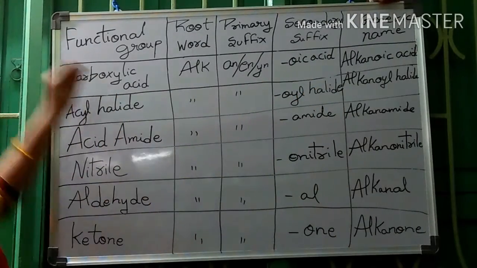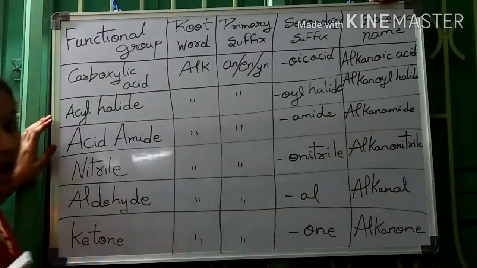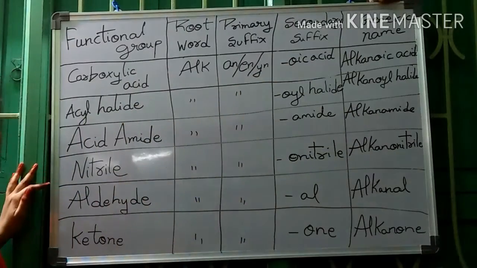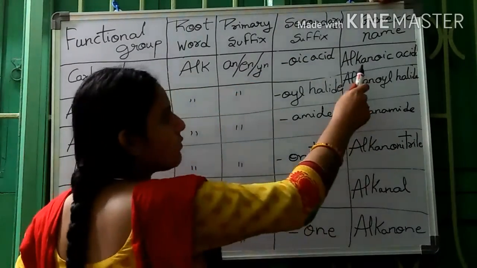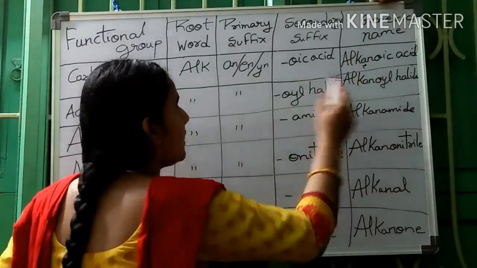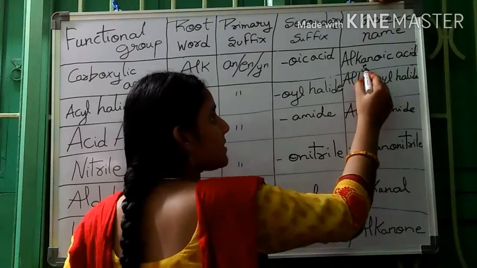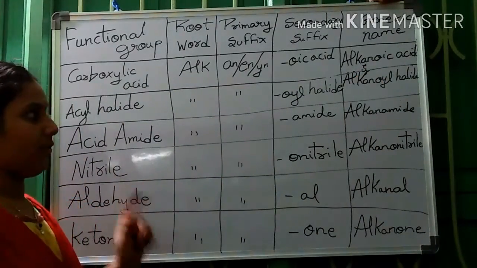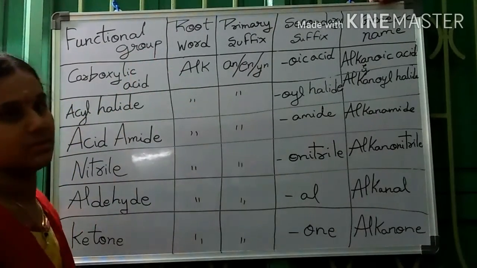So the generic name of the compound will be alk. If it is an alkane, alkanoic acid. If it is an alkene, alkenoic acid. Here instead of a it would be e. If it is an alkyne, it would be alkynoic acid. Let us take the example of one carbon. Then alk would be replaced with meth.